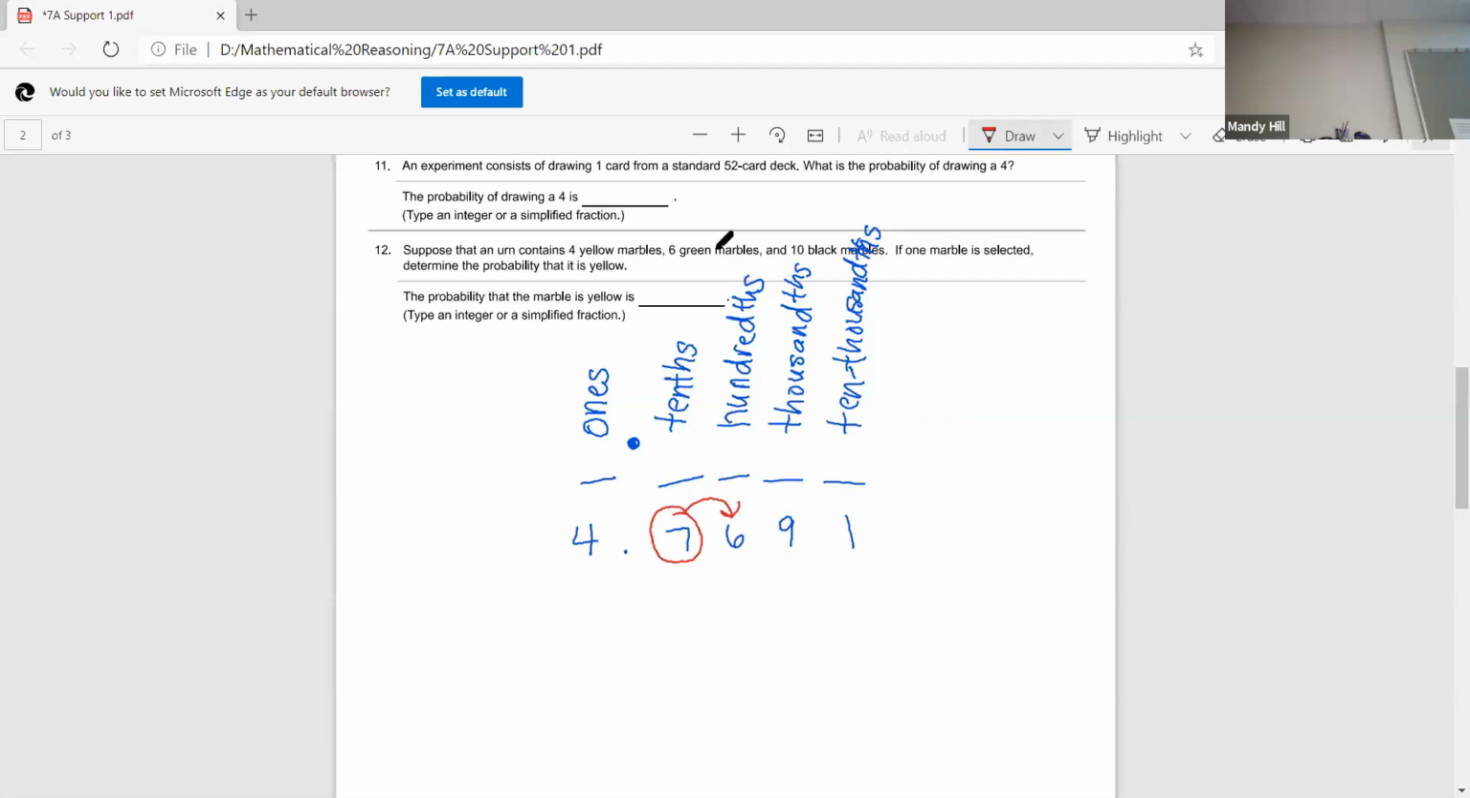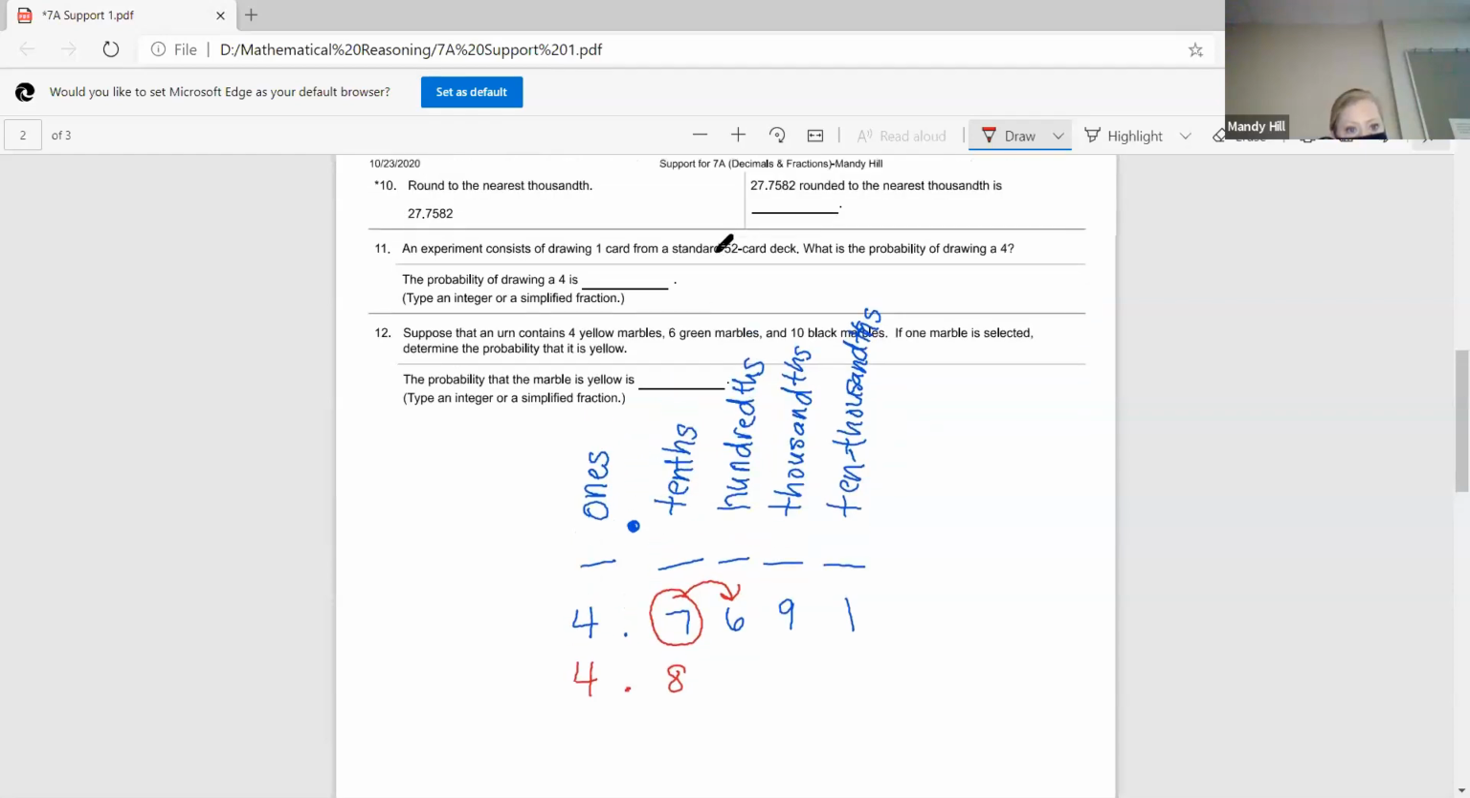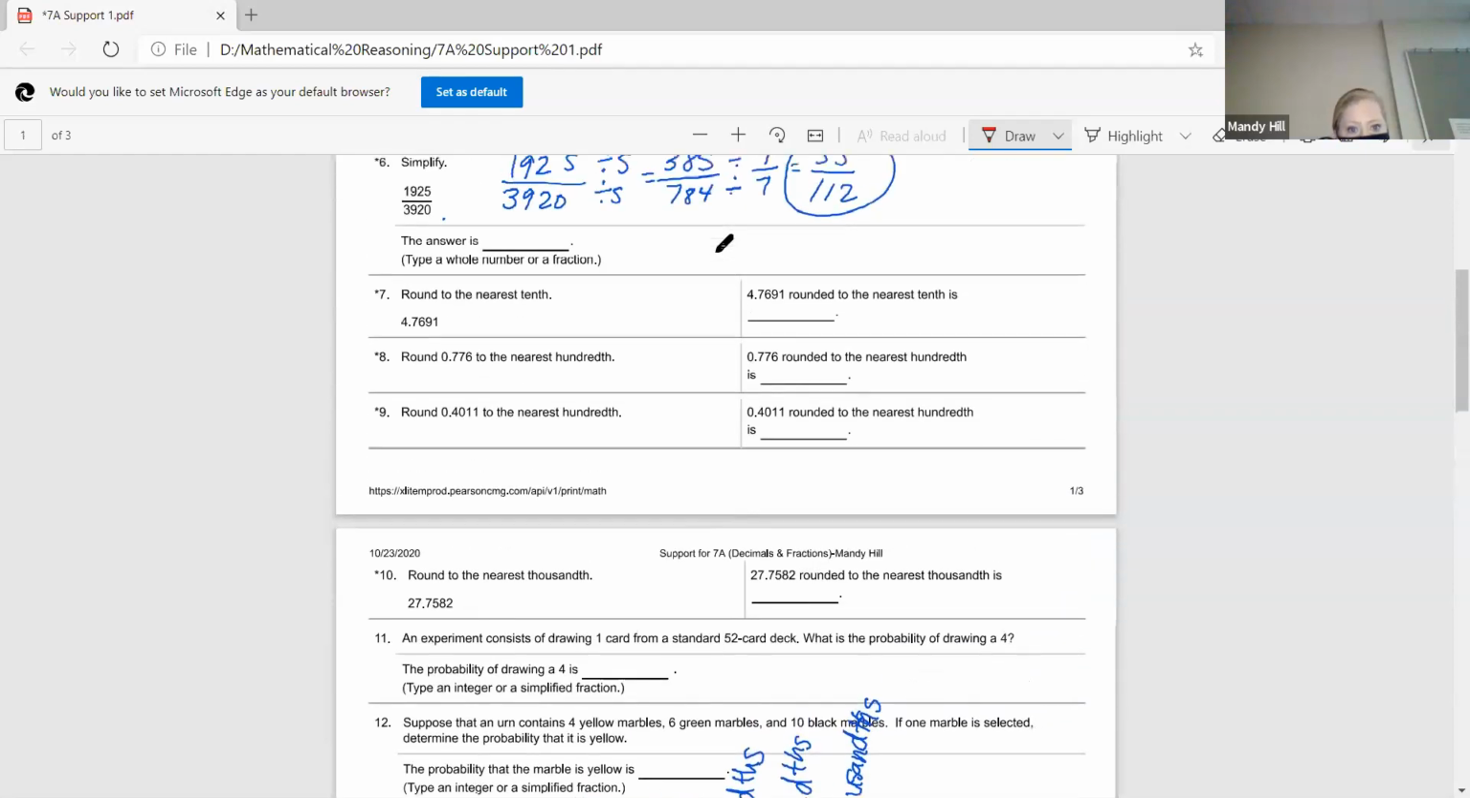Okay. Sorry about that. So we're going to look at the 6 next door, which is bigger than 5, right? If it's 5 or bigger, it makes this number round up. So this is going to be 4.8. It said to round to the tenths place. Does that make sense?